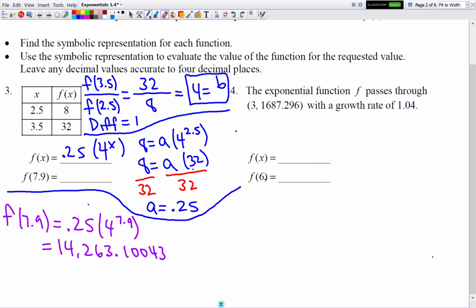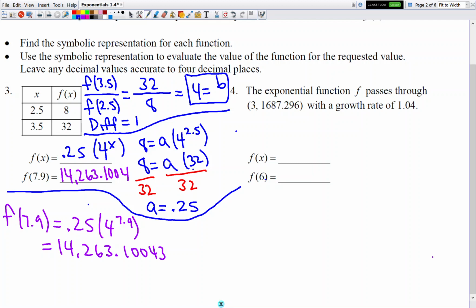Okay, so once again I have to round, so I'm going to round to the fourth decimal, 1, 2, 3, 4. So this is my fourth decimal, this 4. So I look at the fifth decimal, and it tells me keep it a 4, or does the next number say turn it into a 5? So the 3 tells me keep it a 4. So when I write my final answer, it's going to be 14,263.1004. Okay, and number 4 is done.